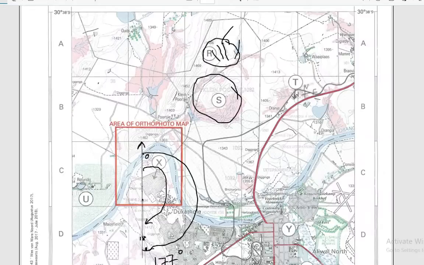Why are we saying so? For us to determine flow direction, we check the tributaries joining that stream. If you check the tributaries here, these tributaries are joining at an acute angle facing this direction, which means this stream is most likely flowing in the southeastern direction.